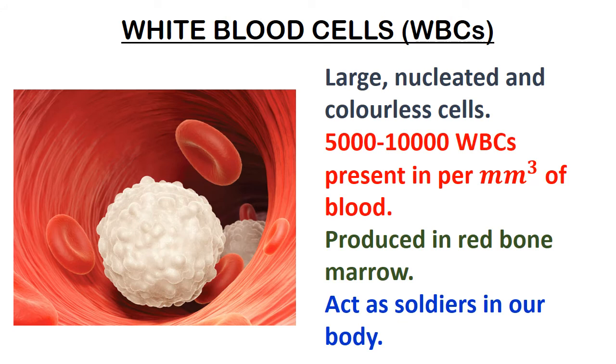Next we have WBCs, that is white blood cells. These are large, nucleated and colorless cells. 5,000 to 10,000 WBCs are present per cubic millimeter of blood. They are produced in red bone marrow again. They act as soldiers in our body. Why soldiers? Because these cells attack the pathogens, which means disease causing bacteria which enter our body. They protect us from microbial infections. That is why they act as soldiers in our body.